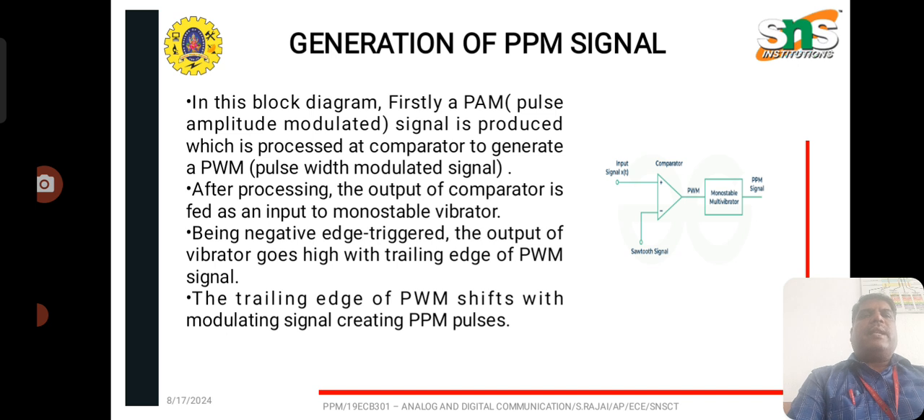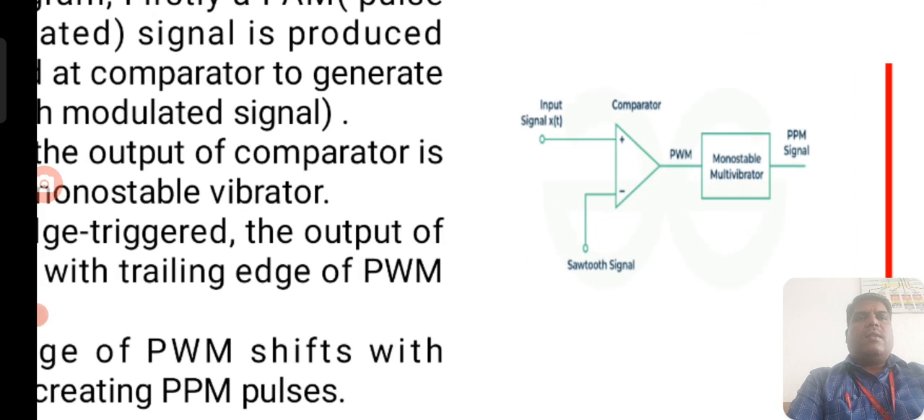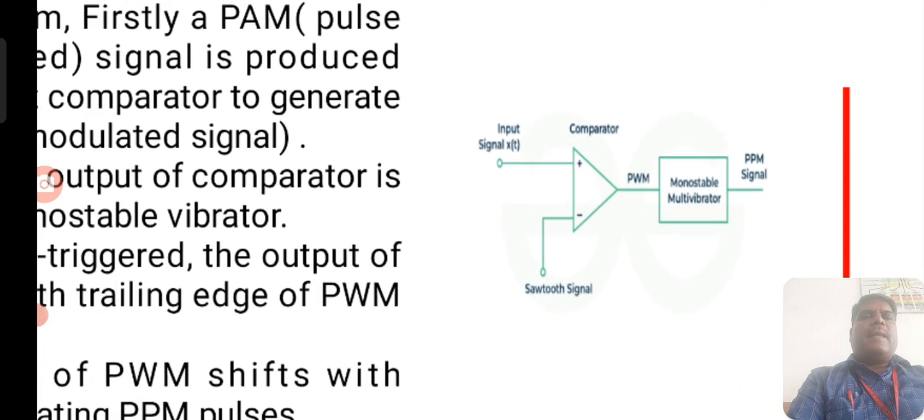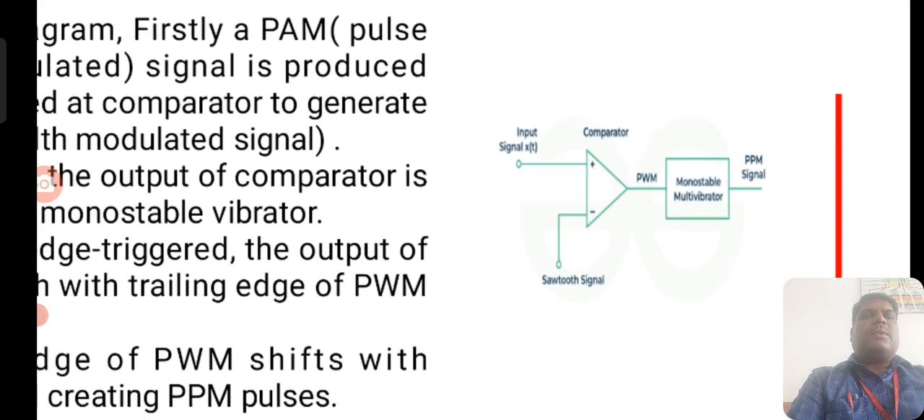Next, how to generate a PPM signal. In this block diagram, if you see, the input signal is given to the comparator. The comparator also takes another input from a sawtooth signal. Both are given to the pulse width modulator, and both signals will generate the pulse width modulation. The monostable multivibrator will convert this pulse width modulation into a pulse position modulation.